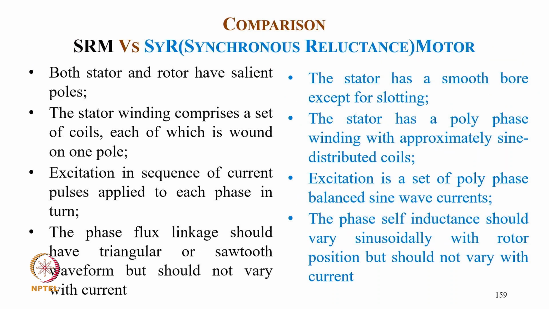Now comparison of the switched reluctance motor with the synchronous reluctance motor. In the switched reluctance motor, both stator and rotor have salient poles. The stator winding comprises a set of coils, each of which is wound on one pole. In excitation, in sequence, current pulses are applied to each phase in turn, and the phase flux linkage should have a triangular or sawtooth waveform but should not vary with the current. In the synchronous reluctance motor, the stator has a smooth bore except for the slotting, and the stator has a polyphase winding with approximately sine wave distributed coils, and the excitation is a set of polyphase balanced sine wave currents, and the phase inductance should vary sinusoidally with the rotor position but should not vary with the current.